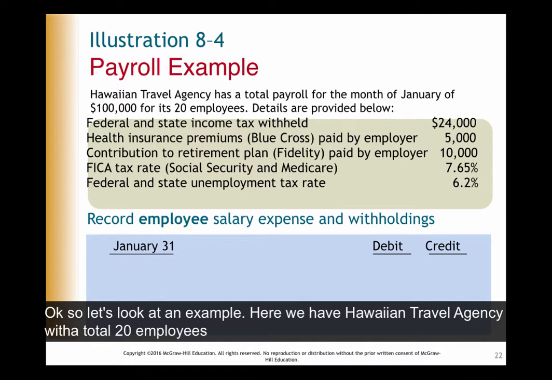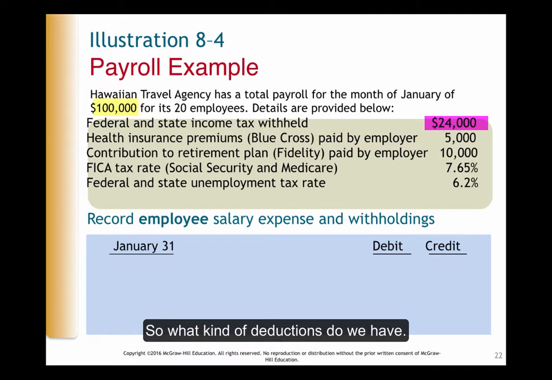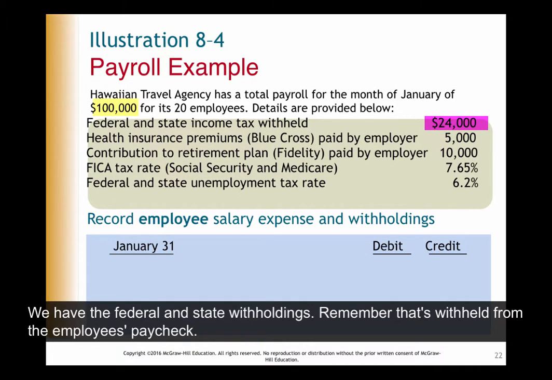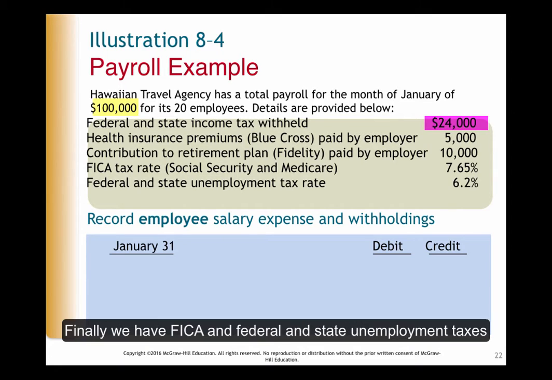Okay, so let's look at an example. Here we have Hawaiian Travel Agency with a total of 20 employees, and in the month of January, the gross pay is $100,000. And so what kind of deductions do we have? We have the federal and state income tax withholdings of $24,000. Remember, that's withheld from the employee's paycheck. And health insurance and contribution to retirement plan are both paid by the employer, so there's no payment by the employee.